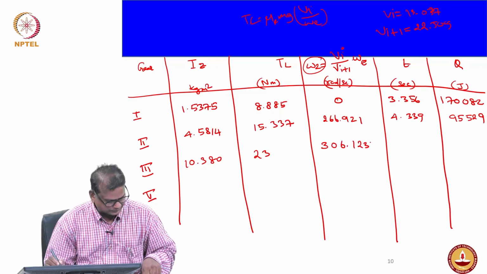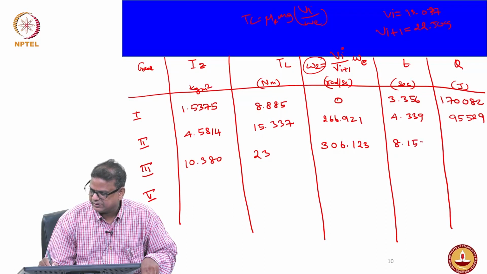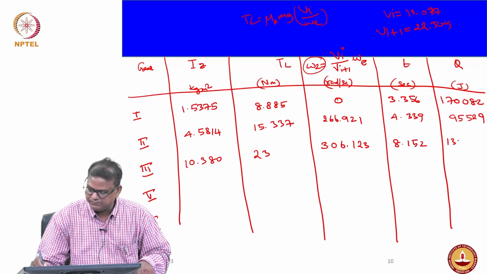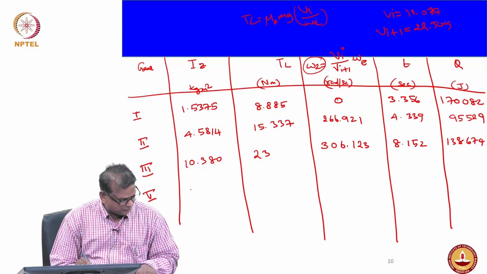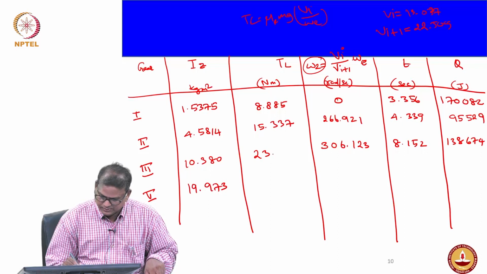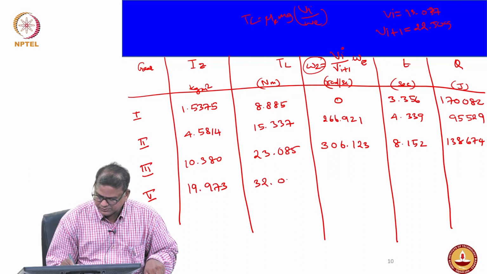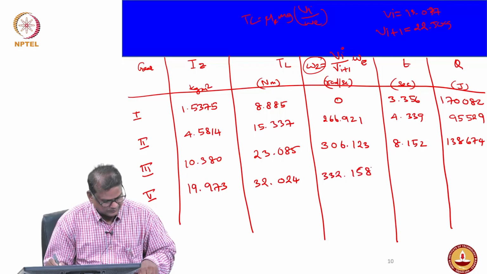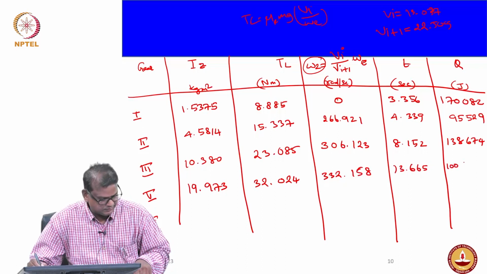Okay, 30123. This should be 8152. 138,674, that should be the heat. Then here 19 point for fourth gear, 19.73. This is 23.085. Yeah, this should be 32.024, 332.158, 13.665. Okay, 100,473.